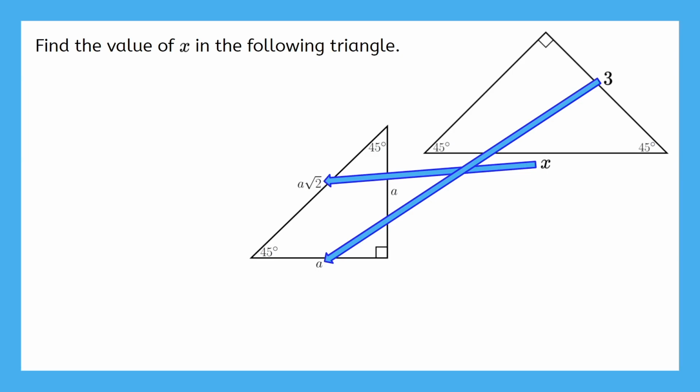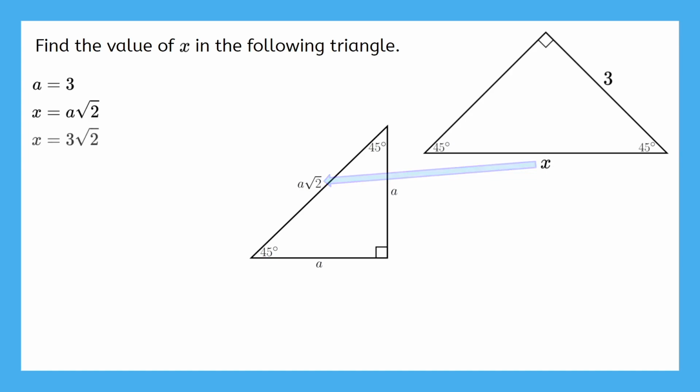Now let's look at our arrows and write the most obvious comparison first. It's always a good idea to start with the number in your problem. So we have a equals 3. Now let's go to that other arrow. The other equation would be that x equals a times the square root of 2. We're almost done. Since a equals 3, let's plug that in to get x equals 3 times the square root of 2.